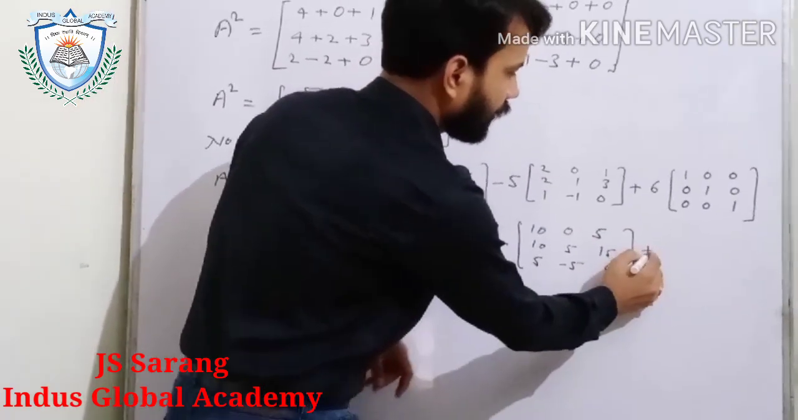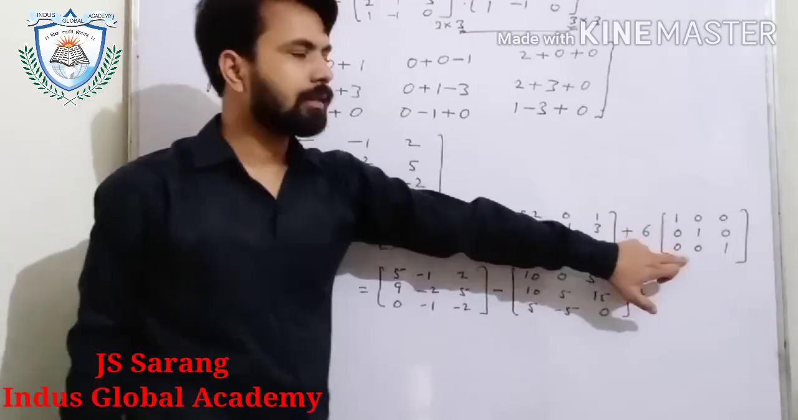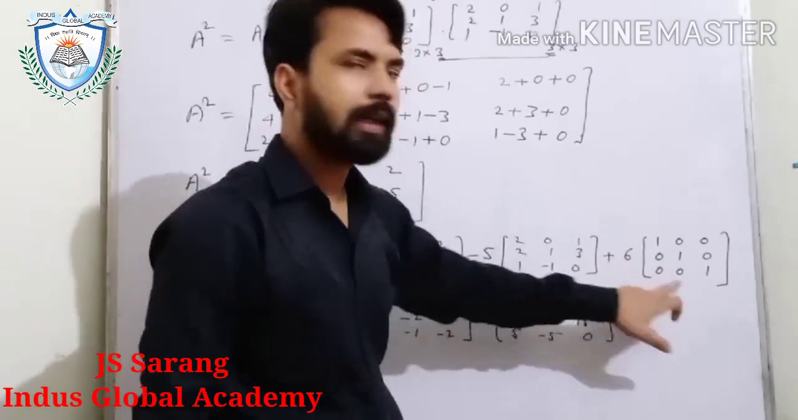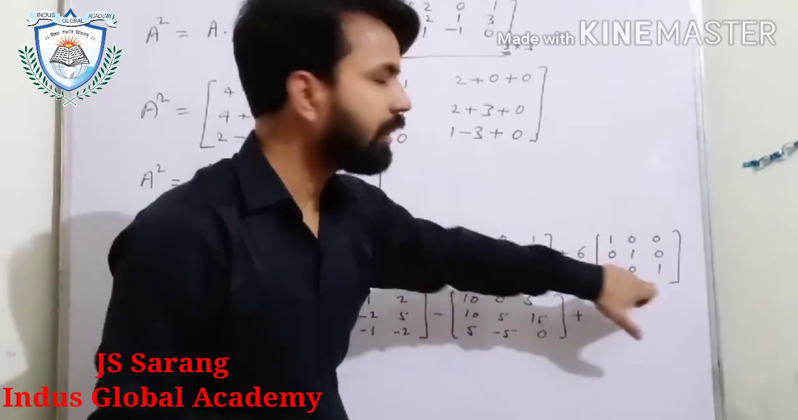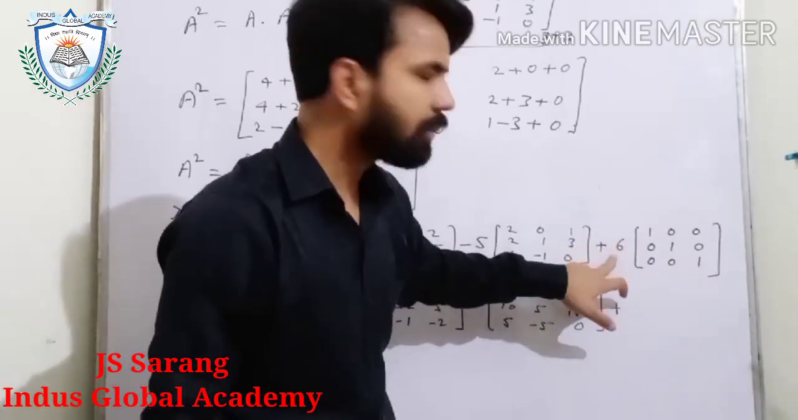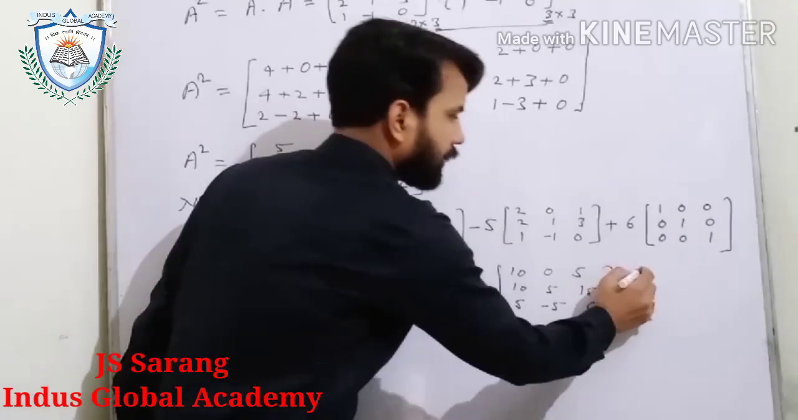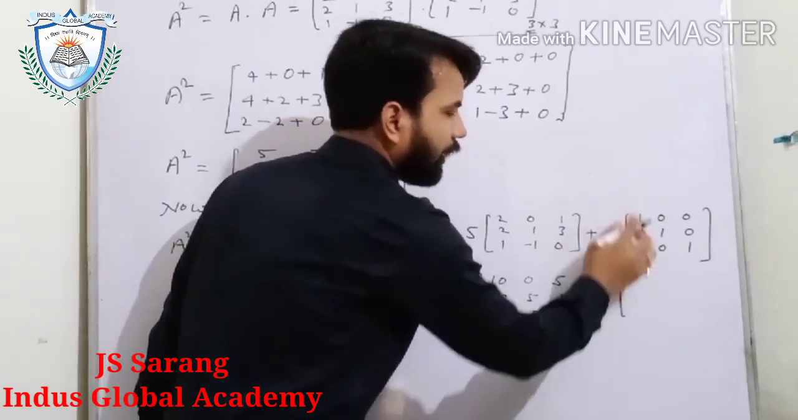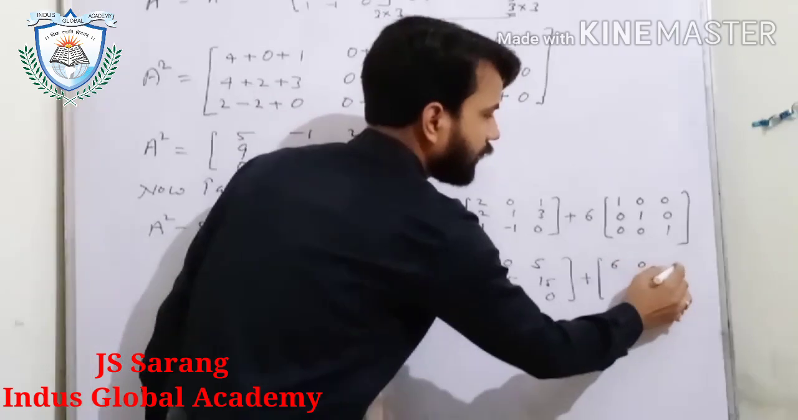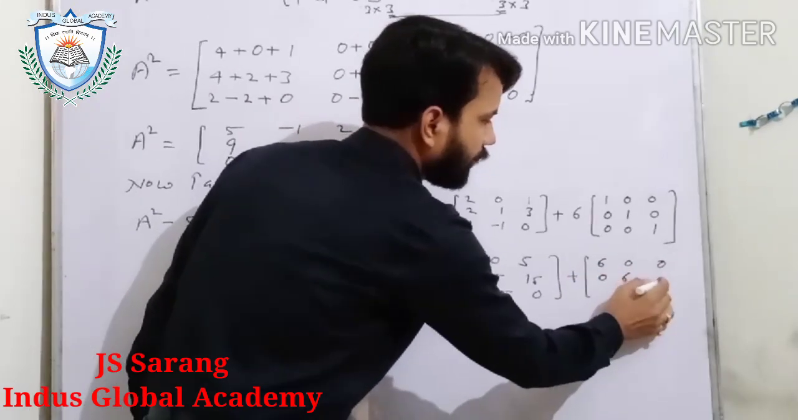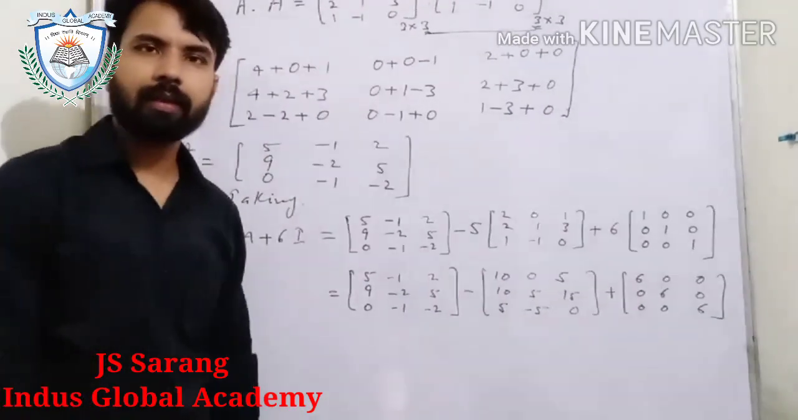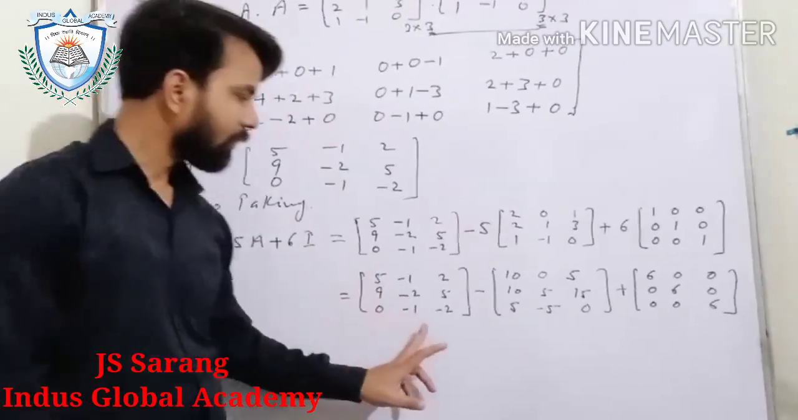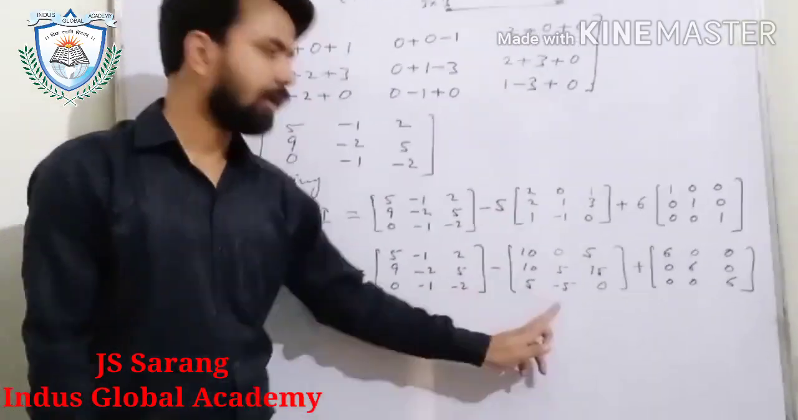Similarly, this 6 is a scalar and this is a matrix, so there is a product of a scalar and a matrix. Then we have to multiply all the elements of this identity matrix by this scalar. So this 6 is multiplied by 1, that is 6, 0, 0, 0, 6, 0, 0, 0 and 6. Understood?